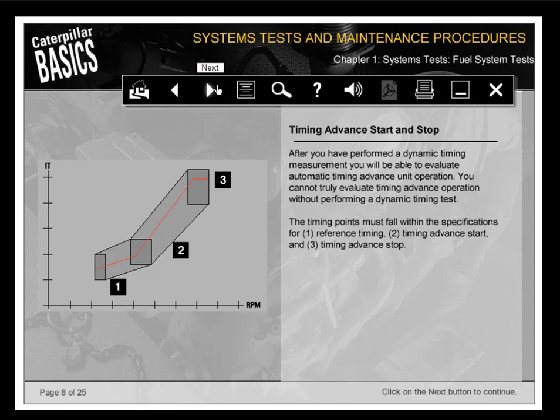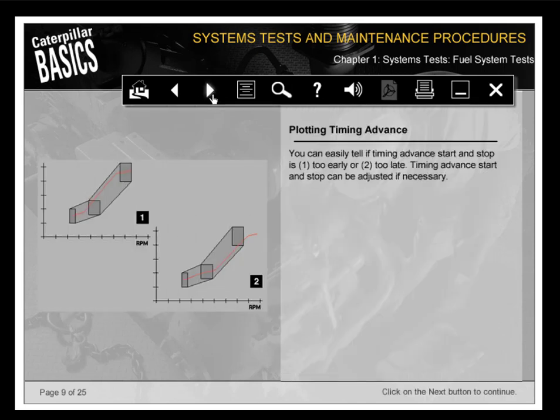You cannot truly evaluate timing advance operation without performing a dynamic timing test. The timing points must fall within the specifications for number 1, reference timing, 2, timing advance start, and 3, timing advance stop. You can easily tell if timing advance start and stop is too early, shown in number 1, or too late, as in number 2. Timing advance start and stop can be adjusted if necessary.